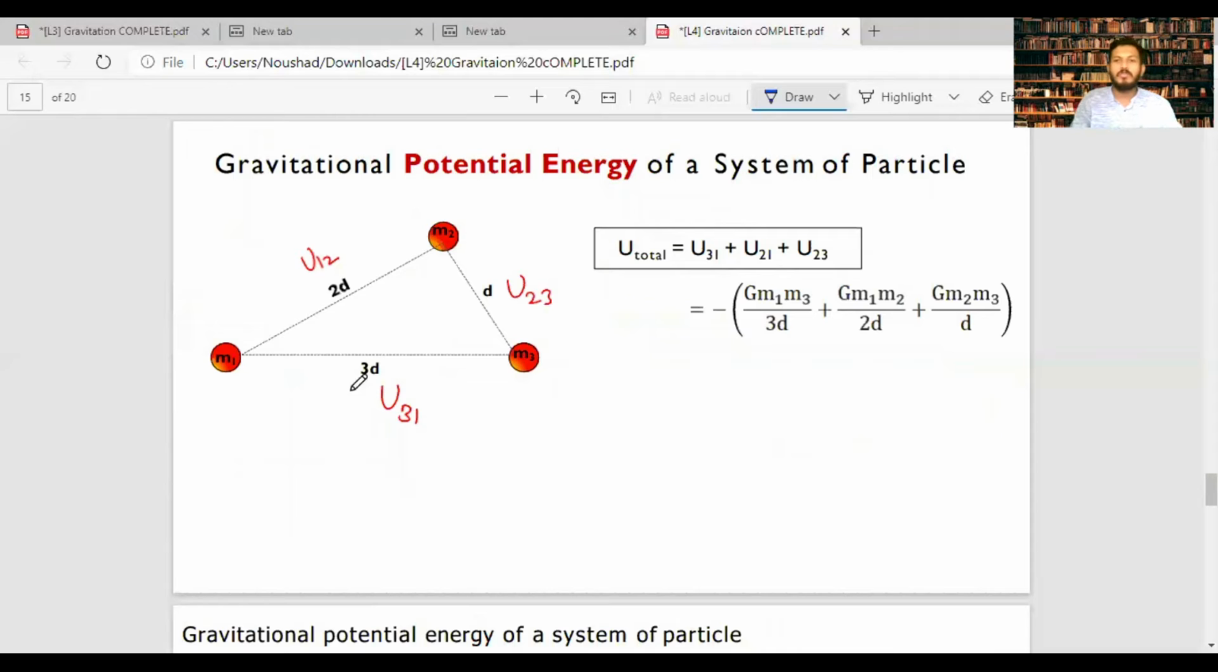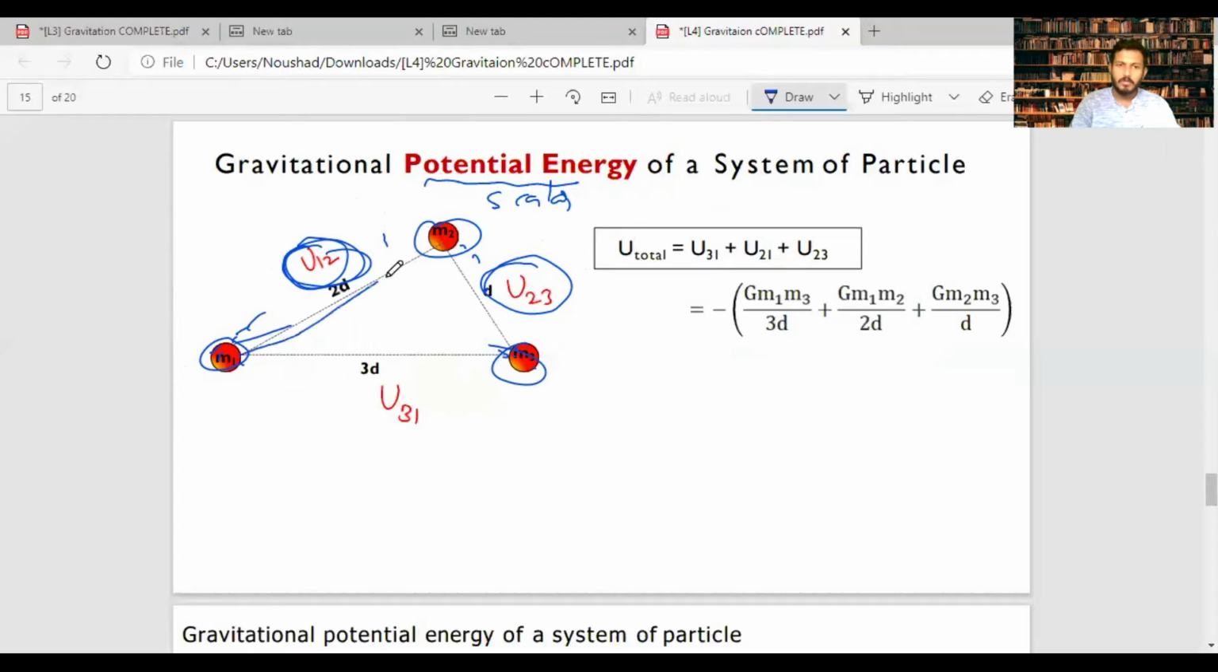Gravitational potential energy of a system of particles. Gravitational potential energy is a scalar quantity. Then this is M1, this is M2, this is M3. There is a gravitational potential energy U12 between these. This is the change in potential energy from 1 to 2, this is from 2 to 3, this is from 3 to 1. A body is moving like this. So the total potential energy can be calculated as U31, U21, U23. This is a scalar quantity, so just add these things.